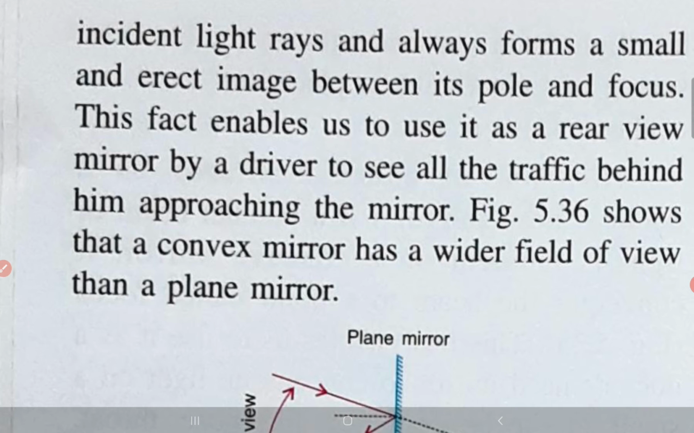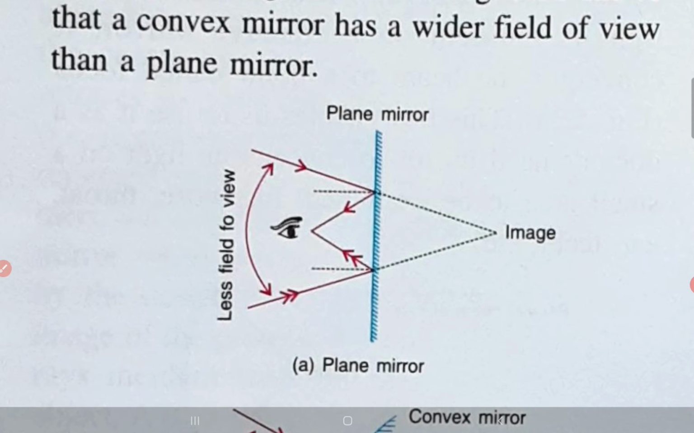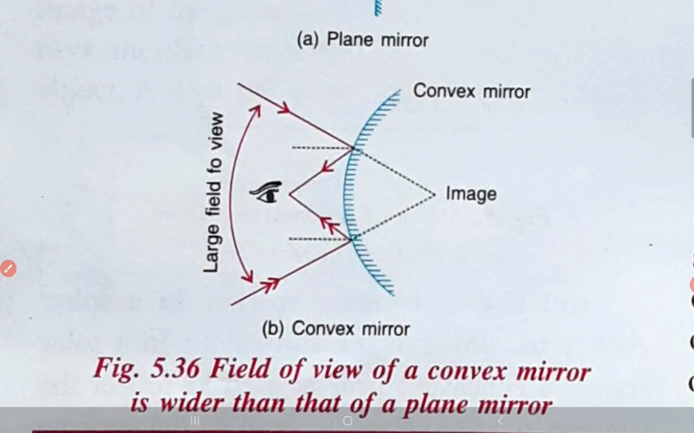Figure 5.36 shows that a convex mirror has a wider field of view than a plane mirror. Here you can see, if you are using a plane mirror as a rear view mirror, the field of view, that means the area which the reflected light covers, is less compared to the area covered by the convex mirror. It covers a broader, bigger area. So that means more images can fit into this particular area. So more of the vehicles coming from the back will be visible if we are using a convex mirror.